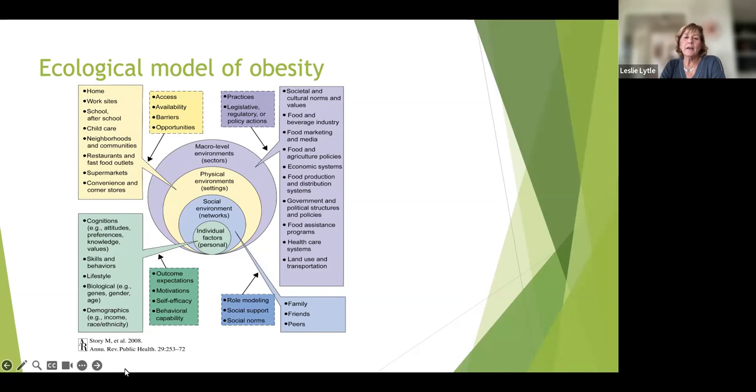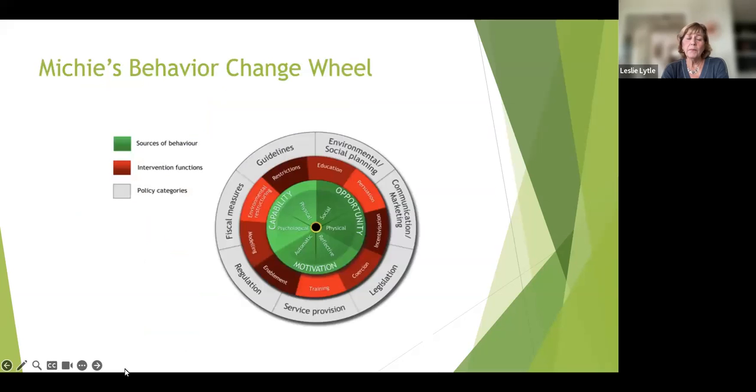This is one that's from my friend Mary Story, that is an ecological model of childhood obesity. As you see, we've got individual factors, which is the individual embedded in the social environment, a physical environment, and the macro level environment. Mary suggests places where these are relevant, as well as some intervention approaches to target each of those spheres.